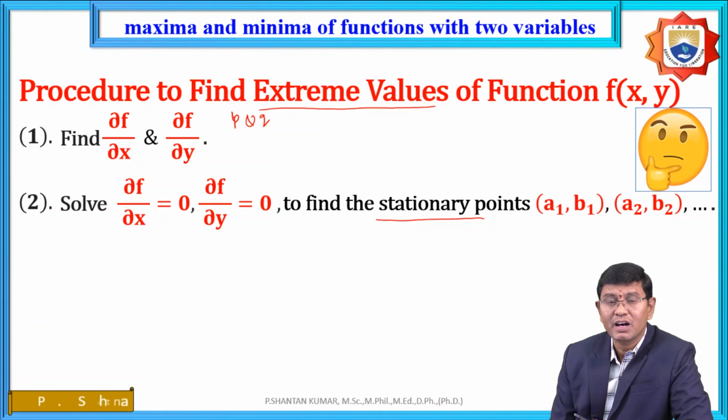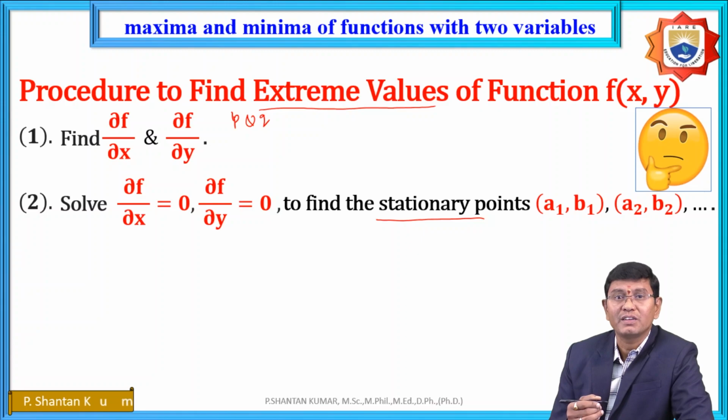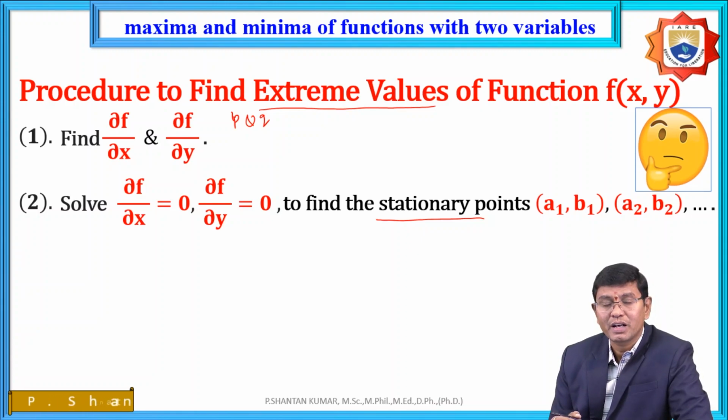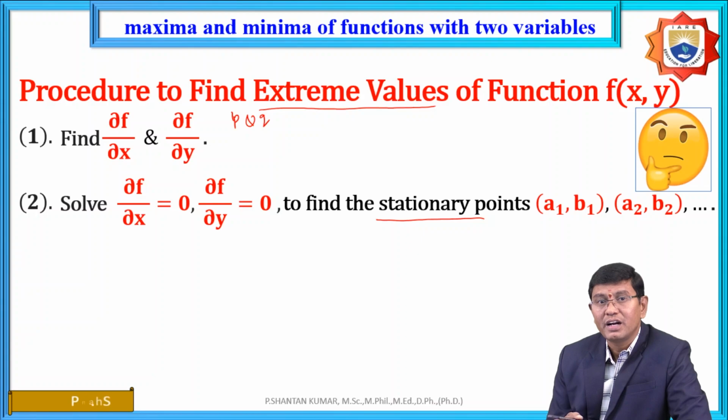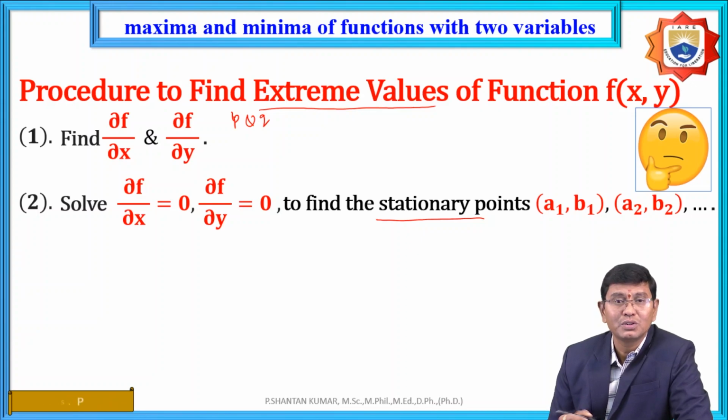And here, for the stationary values, we assume a1 comma b1, a2 comma b2, and so on. Depending upon the equations, we obtain different numbers of stationary points, sometimes 2 points, sometimes 3 points, sometimes only 4 points. That depends upon the order of the equation. These are treated as a1 comma b1 and so on.